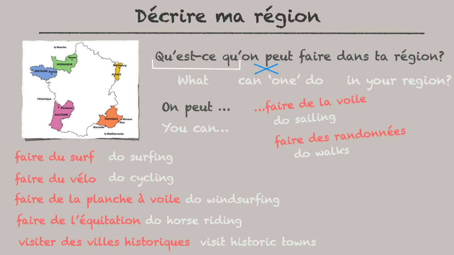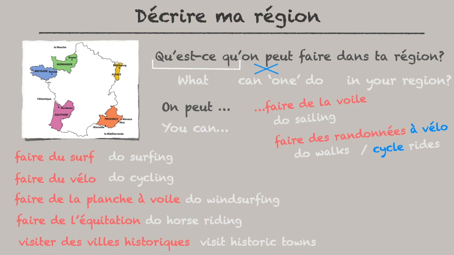Faire des randonnées, like that, is going to be on your feet to go hiking. If you add à vélo, on peut faire des randonnées à vélo means you can go for cycle rides. You could also do à cheval to go by horse, so to go for horse rides. On peut faire des randonnées à cheval. You can go for horse rides.